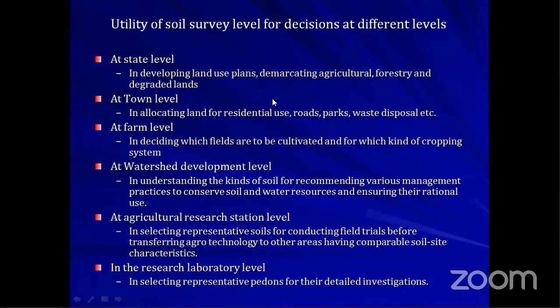This is regarding the research station and laboratory level. Everyone has a different purpose for the soil. For the state level we have one type of need; at the town level, farm level, watershed level, agriculture research station level and research laboratory level, the needs are different. Anyhow students, now we're going to see the next slide, soil survey.